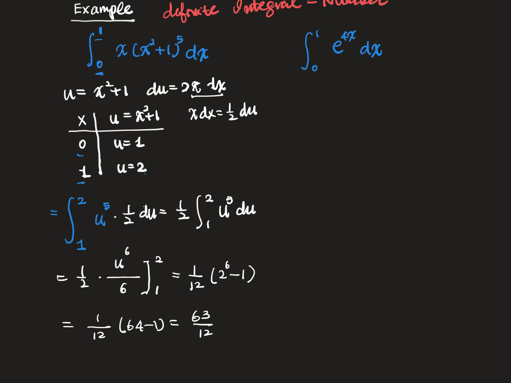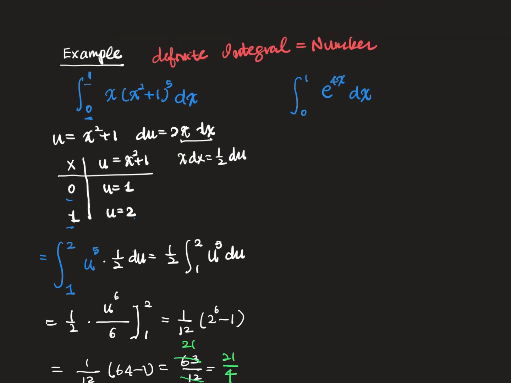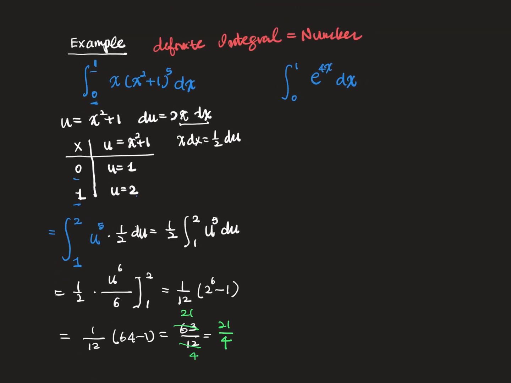63 over 12, I'm gonna divide by 3: 4, 3, 21. 21 over 4. That's how you find it. Guys, make sense? This one? Okay, let's try this one.